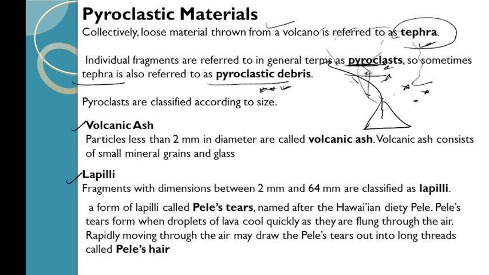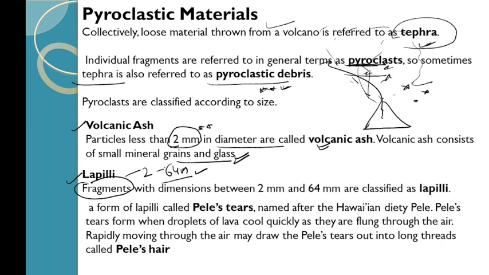Volcanic ash and lapilli. Particles less than 2 mm in diameter are called volcanic ash. Volcanic ash consists of small mineral grains and small glass, and is called volcanic ash. Lapilli is classified as 2 to 64 mm. Fragments with a size of 2 to 64 mm are called lapilli fragments.